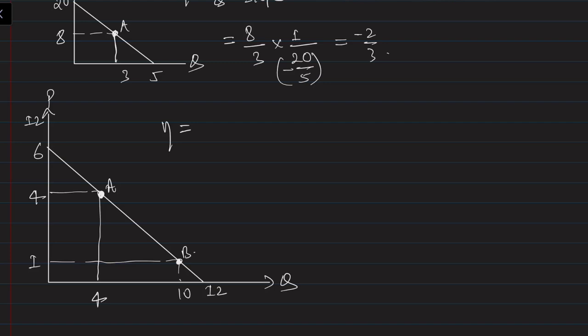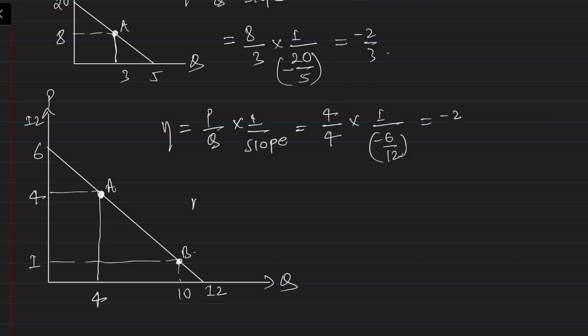So elasticity is given by P over Q times 1 over slope. P is 4 and Q is also 4. What is slope? Slope is minus 6 over 12. So this gives us minus 2. And at point B, P over Q is 1 over 4 and slope is basically the same, so minus 6 over 12. And this gives us minus 1 over 5.